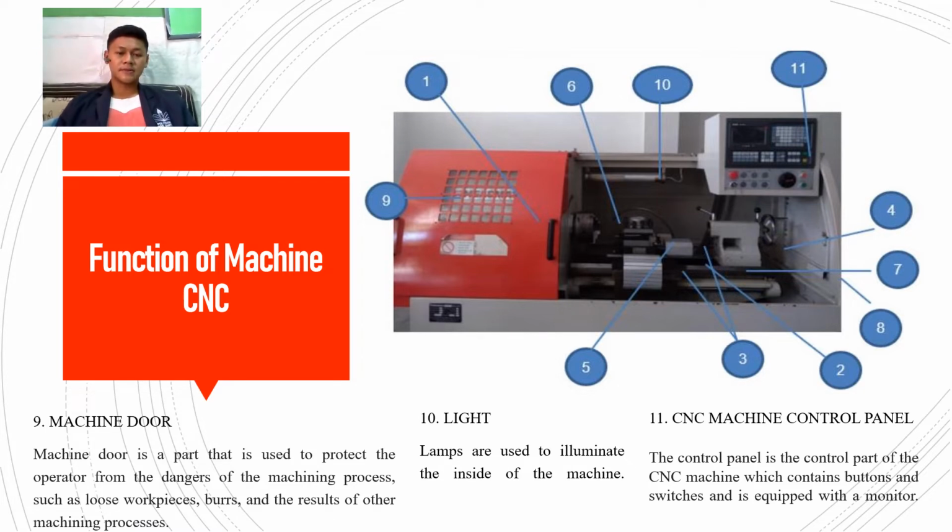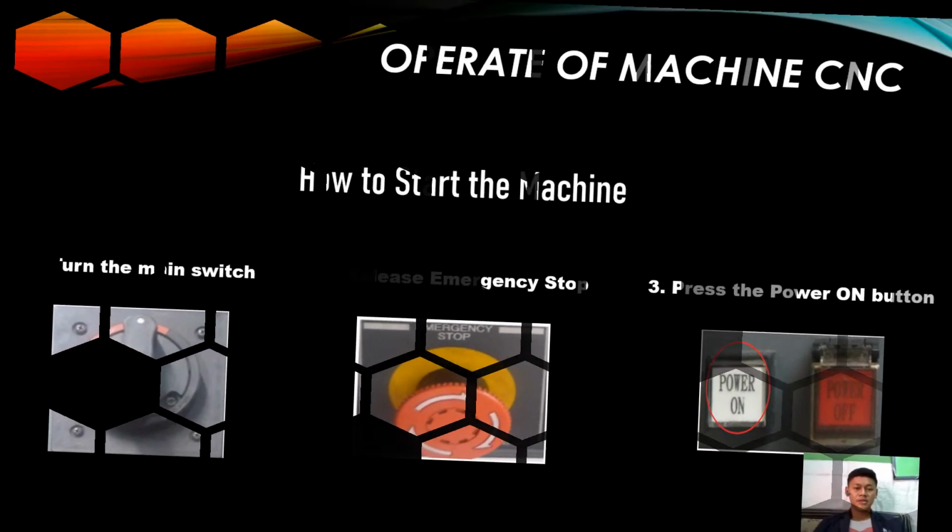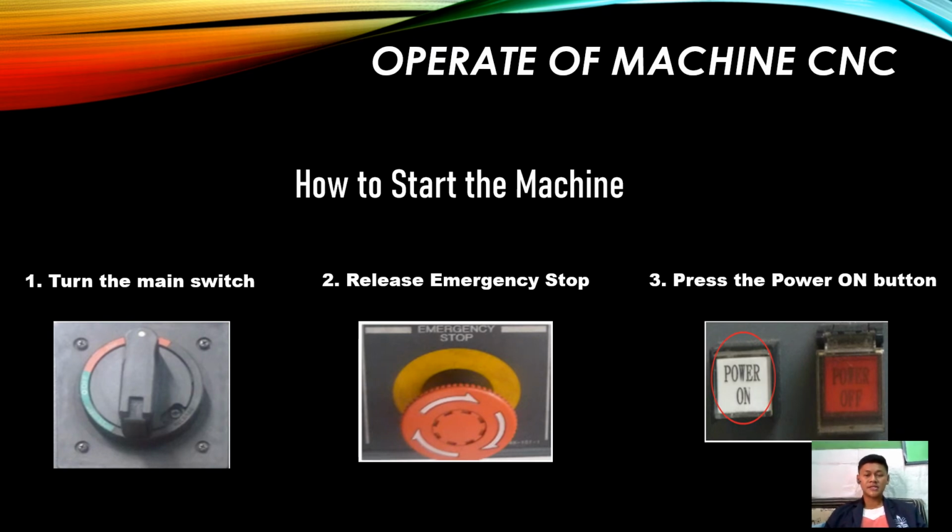Next, this last slide is operating the CNC machine. How to start the machine? One, turn the machine switch. This is the picture. Two, release the emergency stop. Emergency stop release. And three, press the power on button. The power on of this CNC machine.